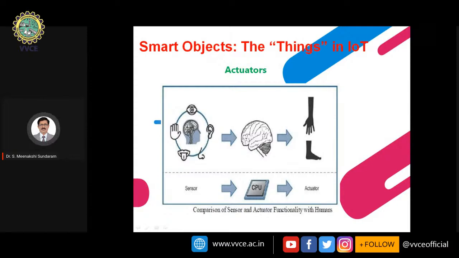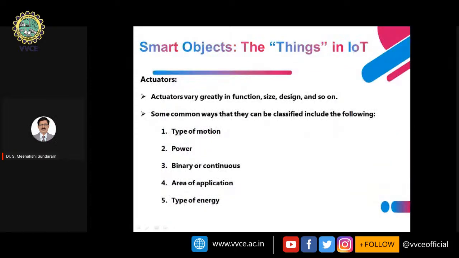So as our hands and legs are used for motion, these actuators derive some motion with the help of some processing with the sensed data, whatever is stored digitally. Actuators vary greatly in function, size, and design, and the common ways to classify them include the type of motion, the power, whether it is binary or continuous, the area of application, or the type of energy.